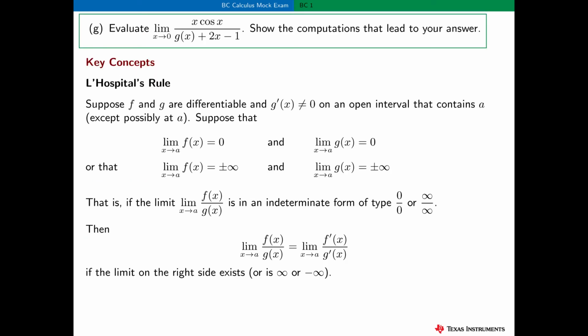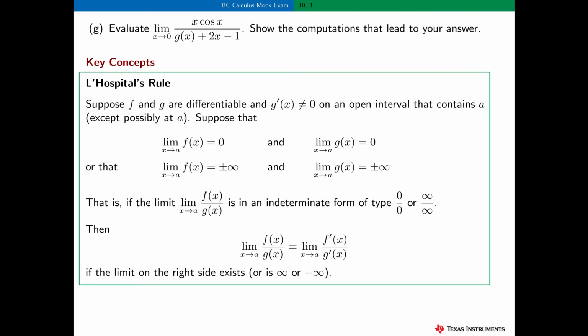In Part G, the student needs to evaluate a limit, and they need to show their computations that lead to the answer. This is another reminder that we really want to see good communication skills. In order to solve this problem, we'll need to use L'Hopital's Rule.